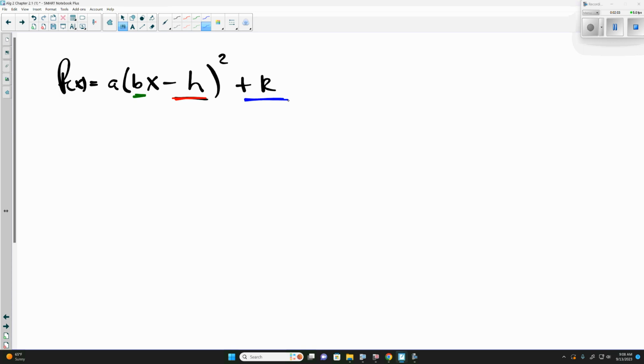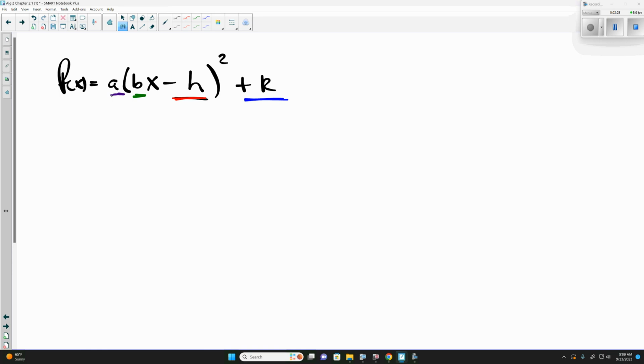Our K is our translation, vertical, up or down. When we add something, it's going up or down. And in the last spot, A, if this has a value between 0 and 1, it's a vertical shrink. If it's greater than 1, it's a vertical stretch. And if we have a negative where A is, it's a reflection across the x-axis.